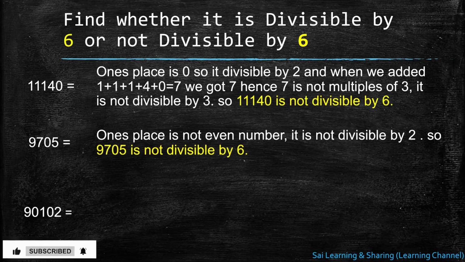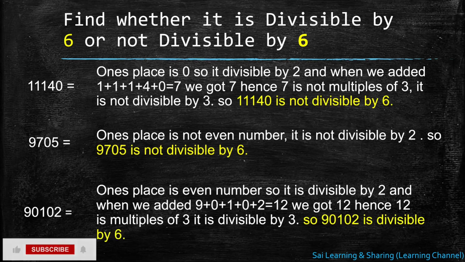The last question, 90,102. In the ones place is written an even number, which is 2. So it is divisible by 2. And when we add the digits we get 12, and 12 is a multiple of 3. So it is divisible by 3, and so 90,102 is divisible by both 2 and 3. So it is divisible by 6.